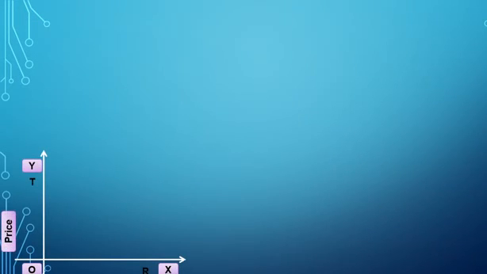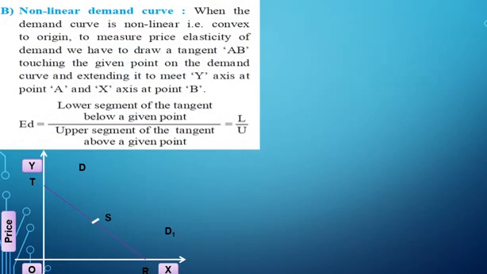So the next, non-linear demand curve. When the demand curve is non-linear, that is, not in a straight line but a curve given, convex to the origin, to measure price elasticity of demand we have to draw a tangent at AB touching the given point on the demand curve and extend it to meet the y-axis at point A and the x-axis at point B. So how to calculate elasticity for a non-linear demand curve? Elasticity of demand is equal to the lower segment of the tangent below the given point, that is L, divided by the upper segment of the tangent above the given point, that is U.